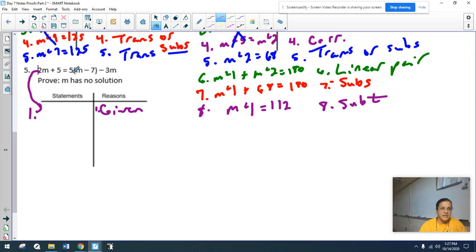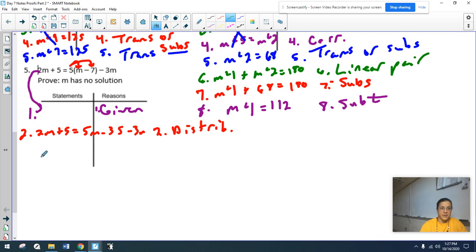Okay. The first thing you would do out of this, in my opinion, would be to distribute. So in step 2, I've got my 2m plus 5, and then I'm going to have 5m minus 35. And then don't forget your minus 3m. Okay, so in step 2, all I did was distribute. That's the distributive property.